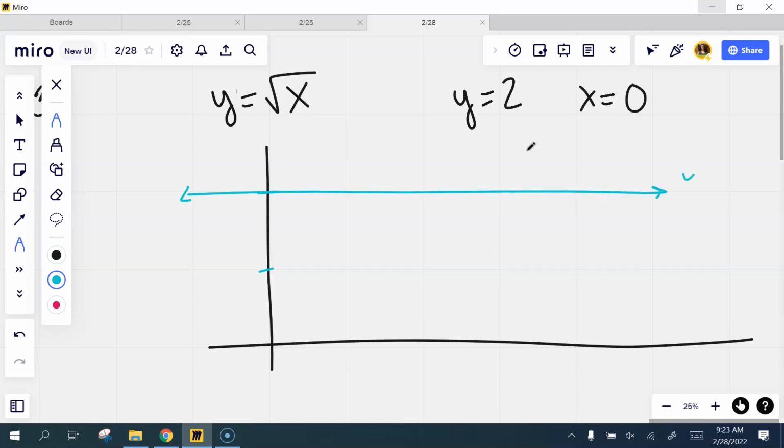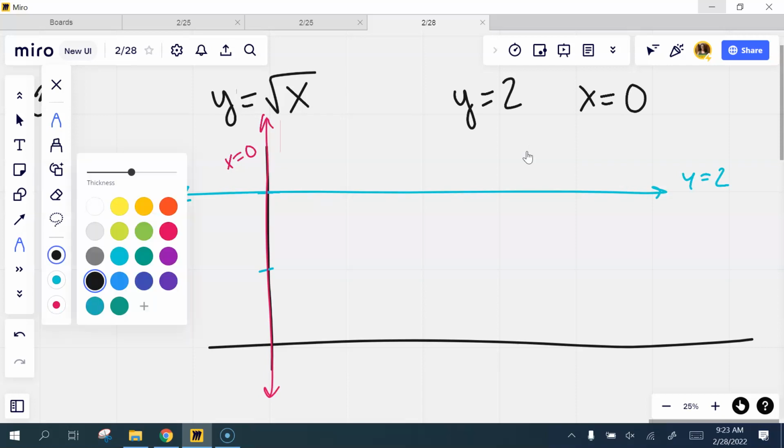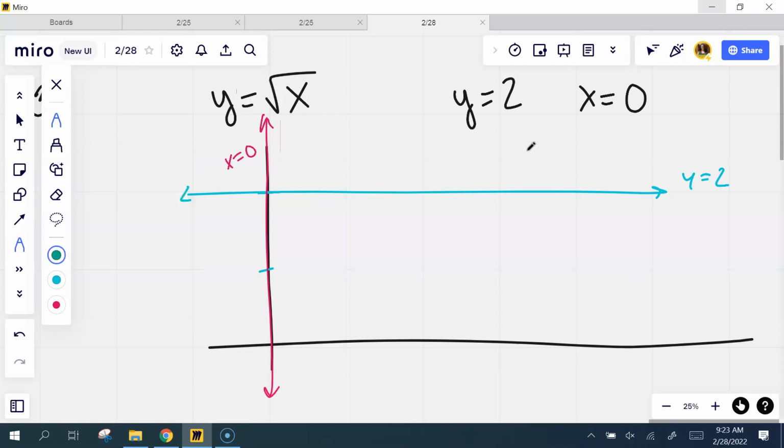There's y equals 2. X equals 0 is obviously my y-axis. And then the square root of x, which goes through 0, 0, and 1, 1.